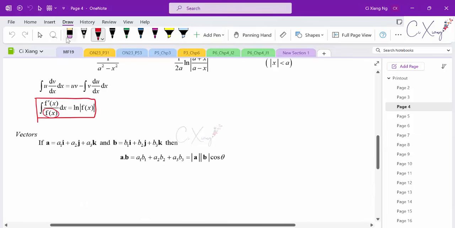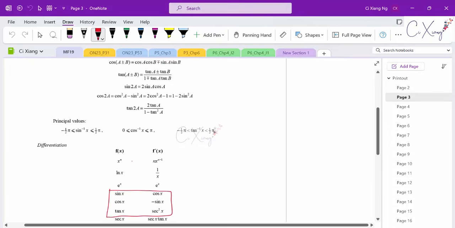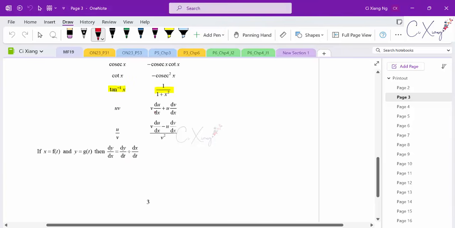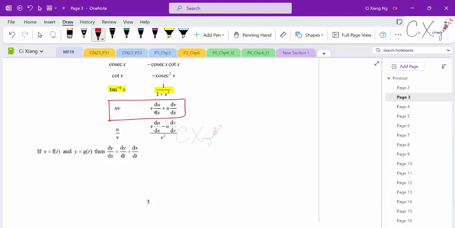So you can see this is the product rule that we have. Product rule is this one: for u multiplied with v, the derivative is v du/dx plus u dv/dx.